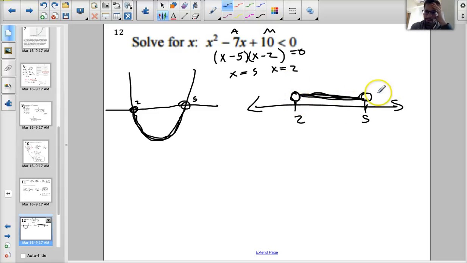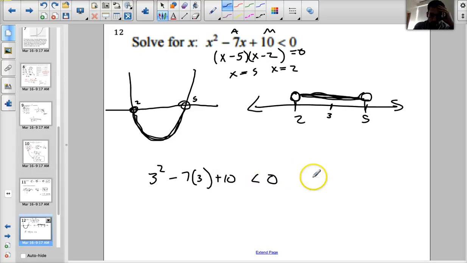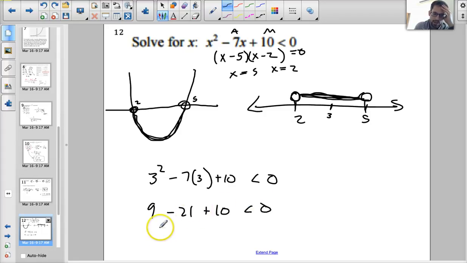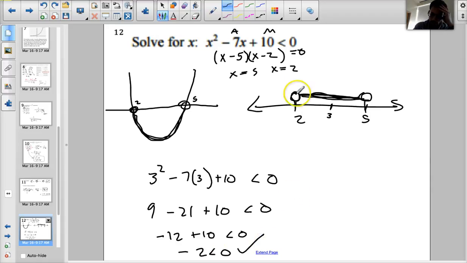So in between 2 and 5 would be like, say, I don't know, 3. So I'll test the point 3. So I've got 3 squared minus 7 times 3 plus 10 is less than 0. So 3 squared is 9 minus 21 plus 10 is less than 0. 9 minus 21 is going to be negative 12, plus 10 is less than 0. This will be negative 2 is less than 0. This is true, so I would shade inside on top of the 3.